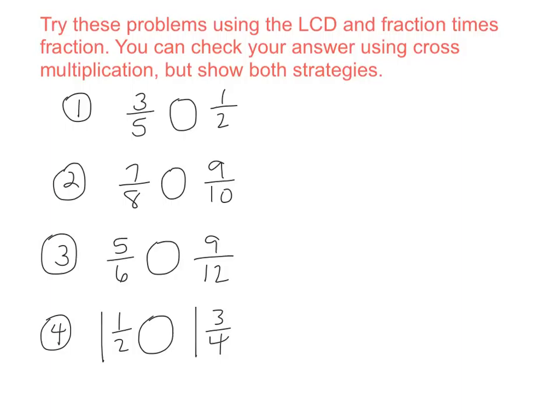Try these 4 practice problems. I want you to try both strategies, finding the LCD and using fraction times fraction to compare them with the same denominator. You can check your answers using cross multiplication, but you must show your work using both types of strategies. When you write your answers, remember that the order matters. In the circle, you should be able to tell me, is there a greater than, less than, or equal to sign? Remember that as you're choosing your sign, you must write it so that 3/5 comes first, then a greater than, less than, or equal to sign, followed by 1/2.